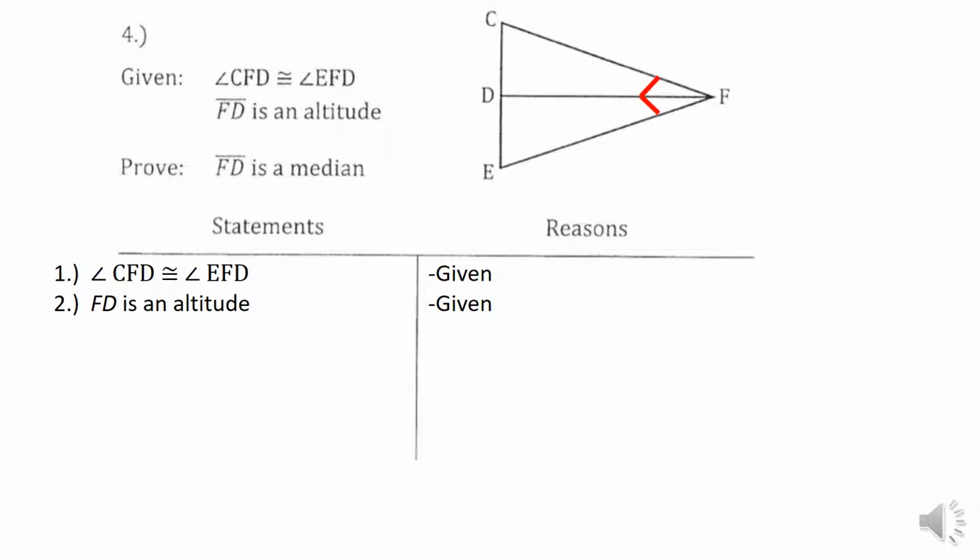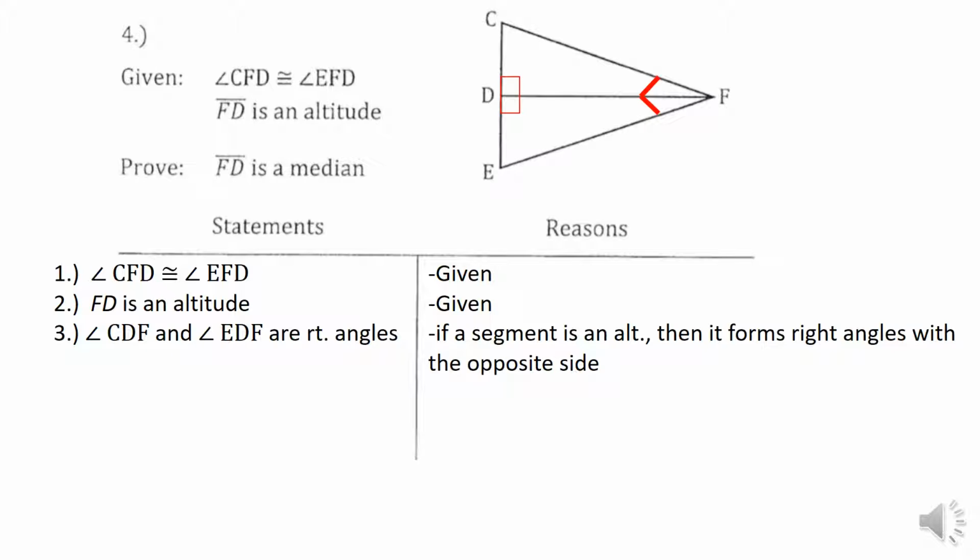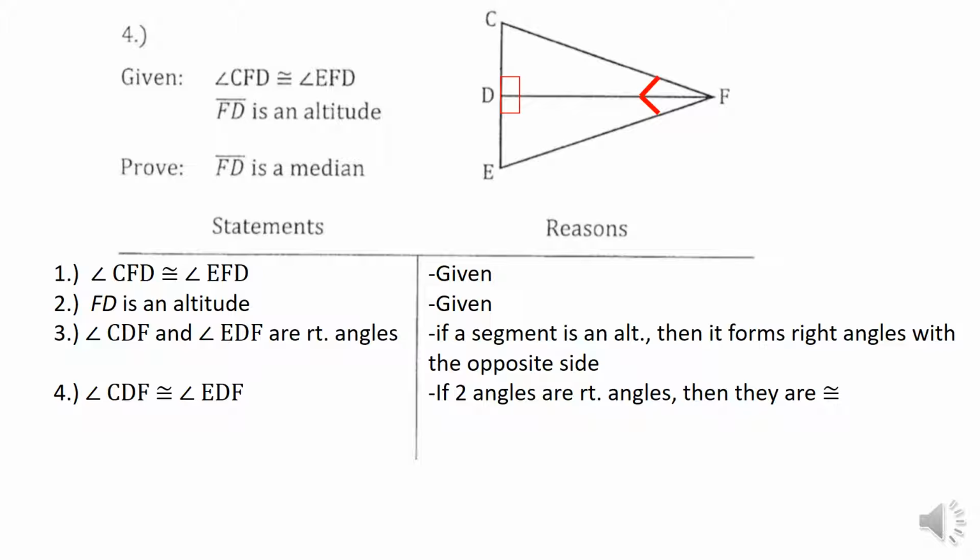So here I've just shown that angle CFD is congruent to angle EFD, as is given. But here's what I wanted you to figure out: if FD is an altitude, then angle CDF must be a right angle, and so must angle EDF. Reason: if a segment is an altitude, then it forms right angles with the opposite side. So that's pretty simple. Now if angle CDF and angle EDF are both right angles, then we know that they must also be congruent to each other. If two angles are right angles, then they are congruent. So this is what we're pretty much given.